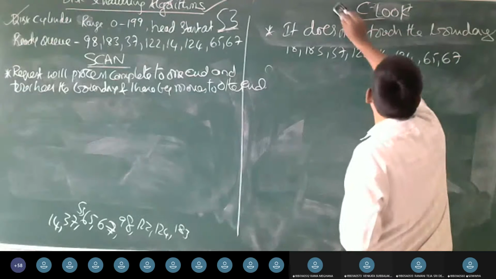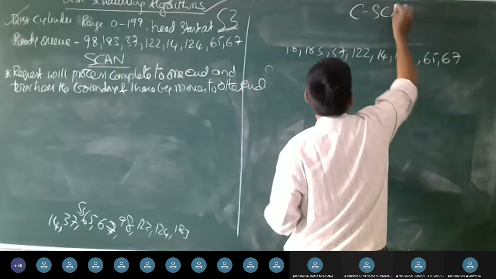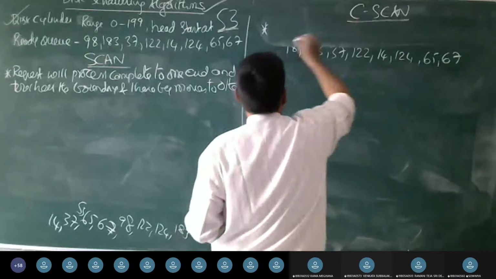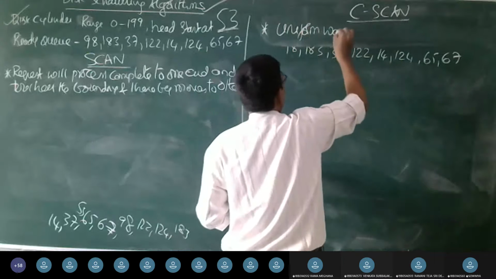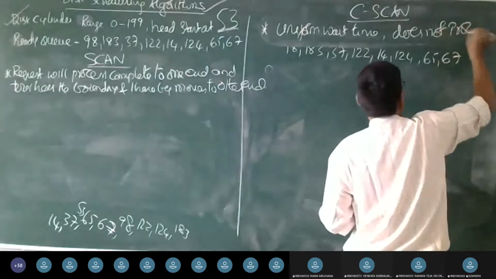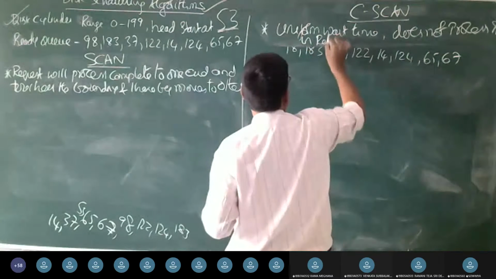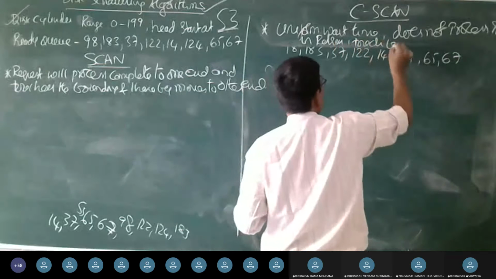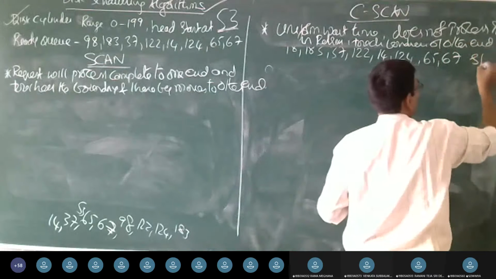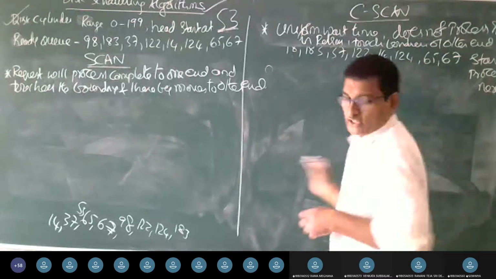Scan followed by C-scan. So the difference was it goes with uniform wait time, and rather than processing requests on return, it touches the boundaries of the other end and then starts processing. Next, I will explain it.